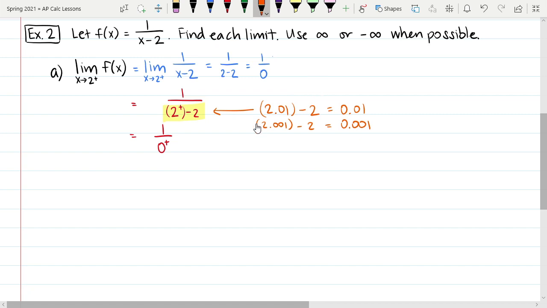So as you can see, if I'm approaching 2 from the right, slightly greater than 2, and then I subtract 2 from that, the result gives me a value that's very close to 0, but it's still positive, still greater than 0. So that's what this is indicating here.